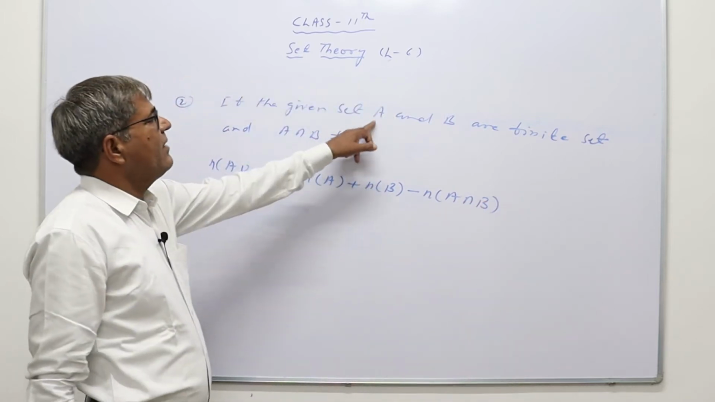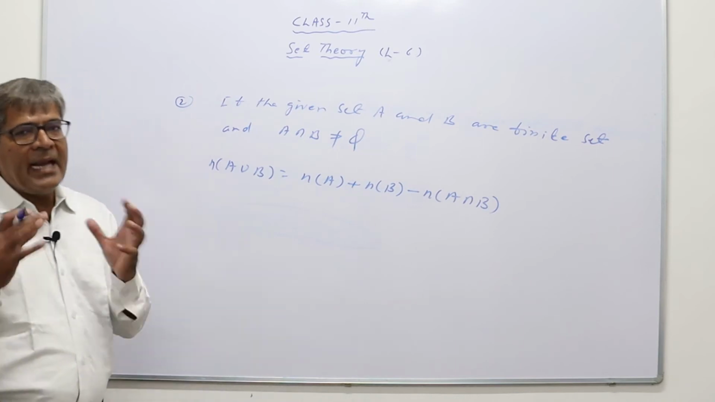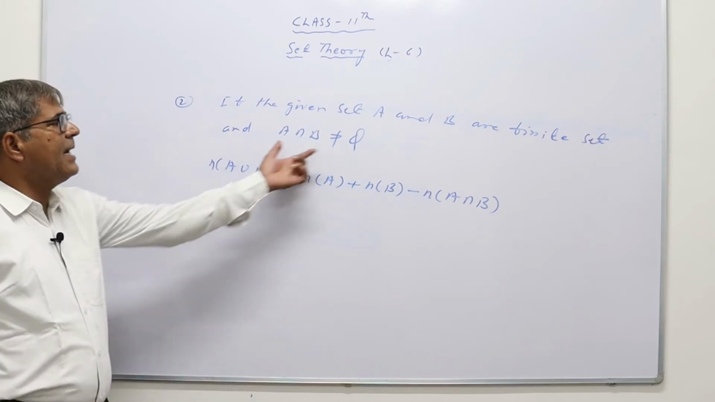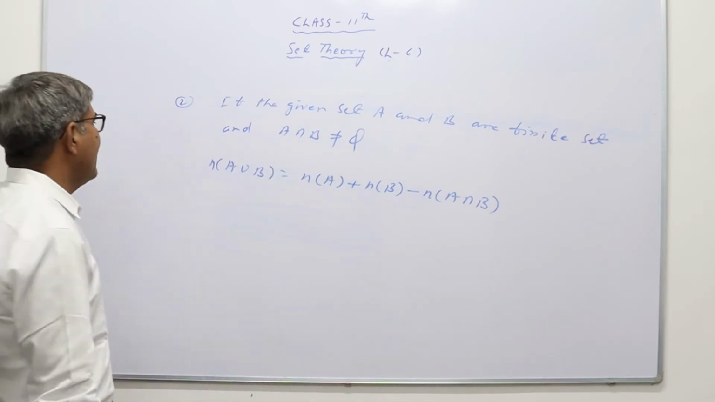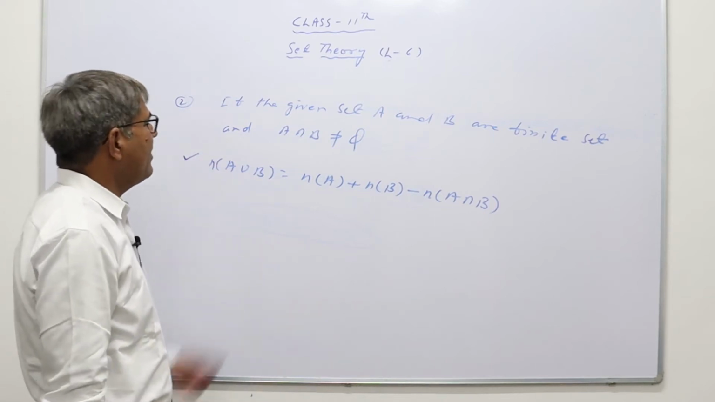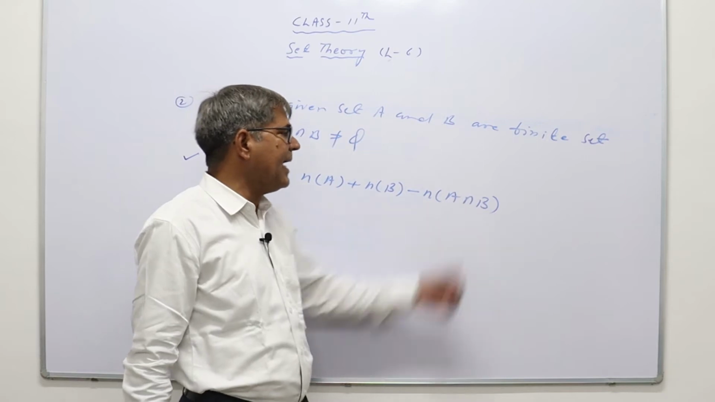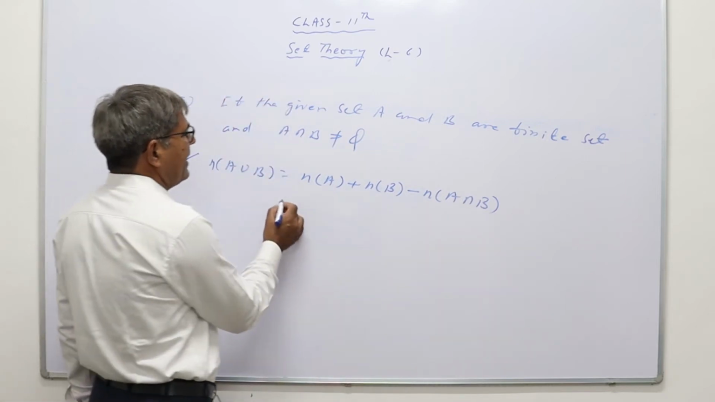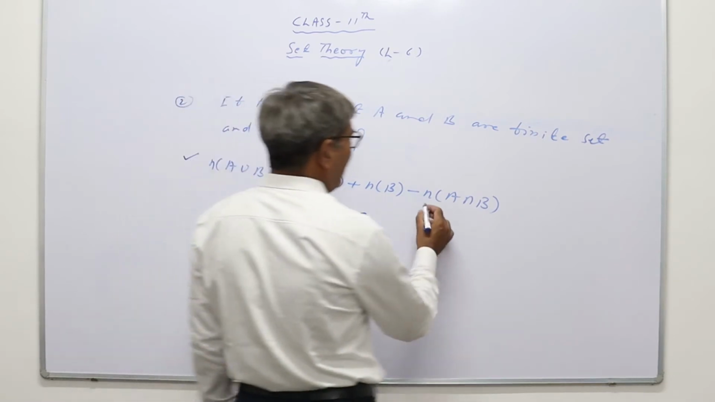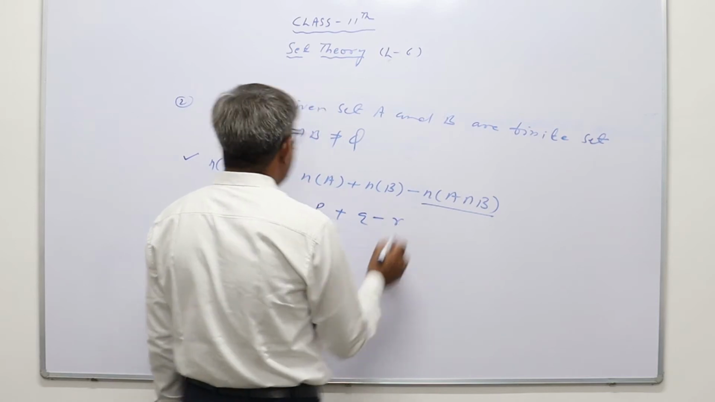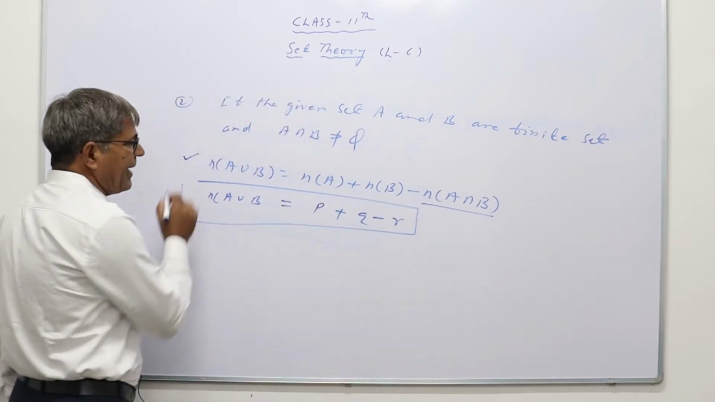That is, for the two given sets A and B, where both are finite sets, meaning they have some finite number of elements, and A intersection B is not equal to phi, meaning there are some common elements in sets A and B, the total number of elements in A union B equals the number of elements in A plus the number of elements in B minus the number of elements in A intersection B. So let the number of elements in set A be P, in set B be Q, and in A intersection B be R, then n(A union B) is equal to n(A) plus n(B) minus n(A intersection B).